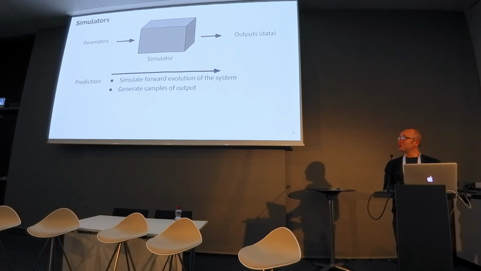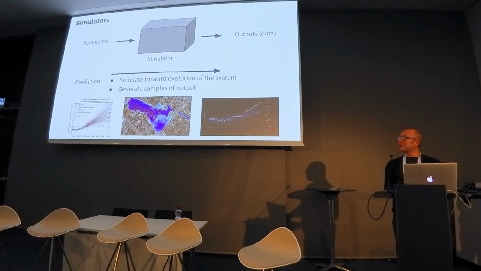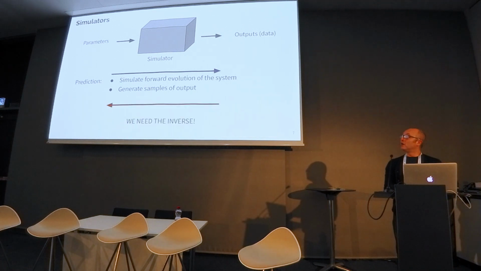As Gilles was talking about briefly in the morning, you could do two things with this. One is called prediction, and this basically means running the simulator forward. You simulate the forward evolution of your system, and you generate some samples of output. This is interesting and useful for forecasting or doing projections, like people doing climate science or economics or flood modeling.